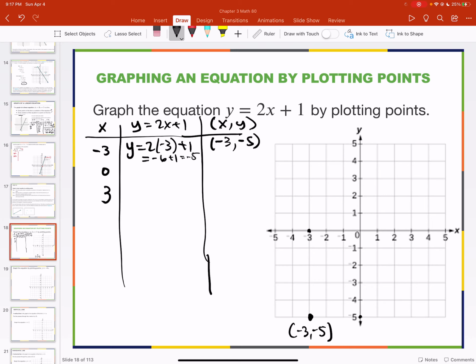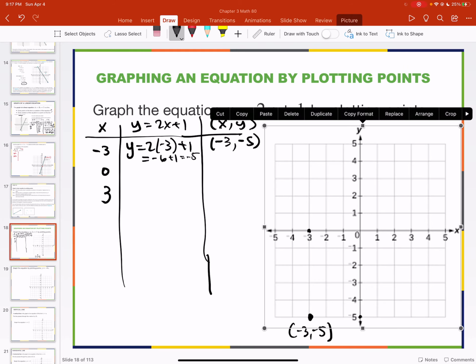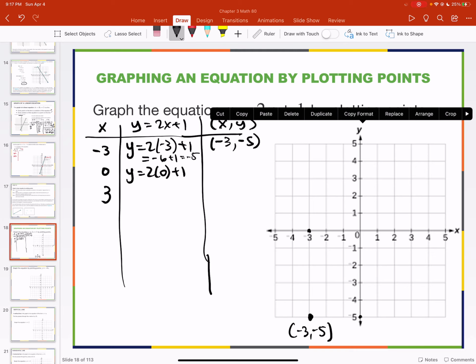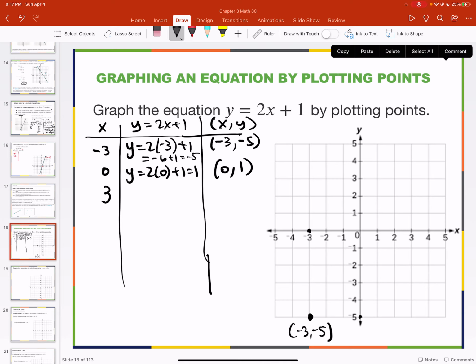What if we plug in 0? If we plug in 0 for x, we get y is equal to 2 times 0 plus 1. So y is equal to 1. We have (0, 1). That's a point on the graph. So let's go ahead and plot that: 0 for x, y is equal to 1. That's (0, 1). Then let's plug in one more.